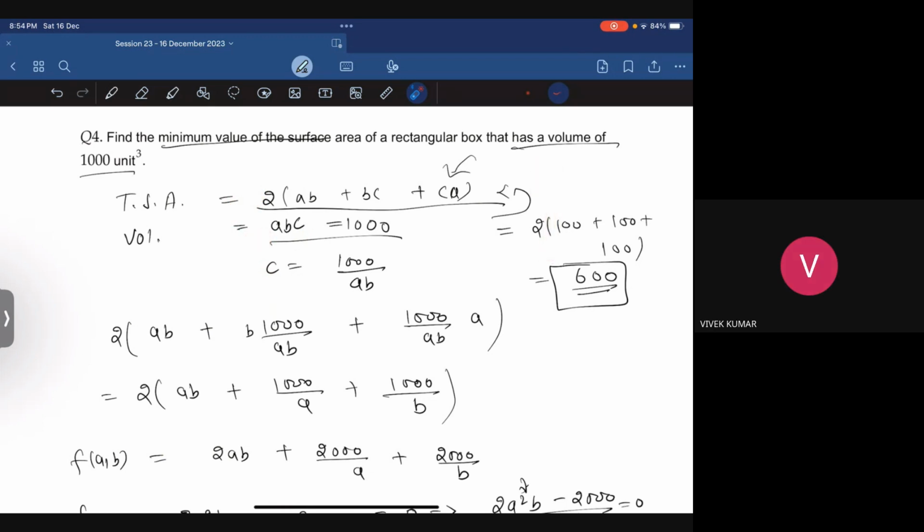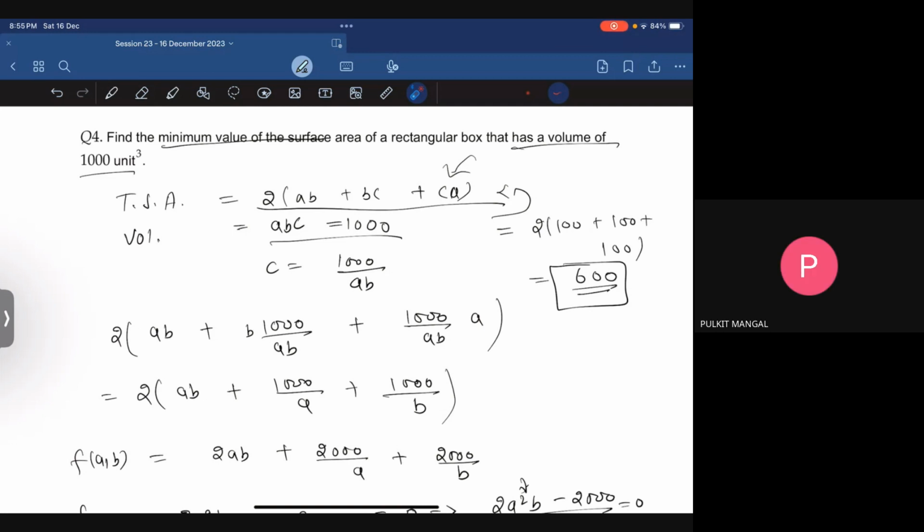If I take a equal to 1000 by bc, then you will get the same answer. You can take any variable, you will get the same answer.